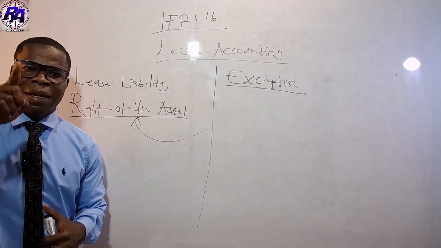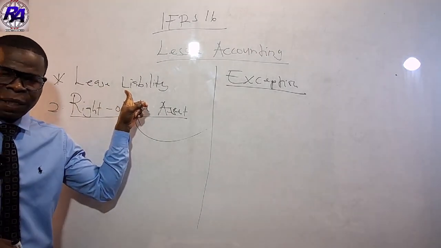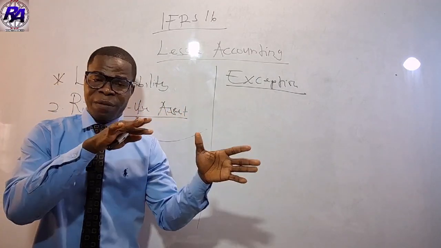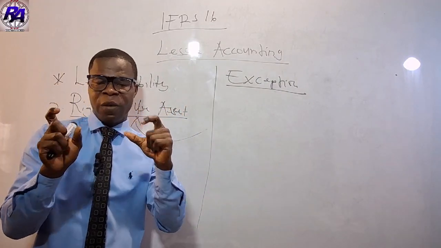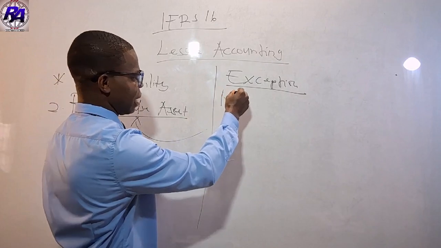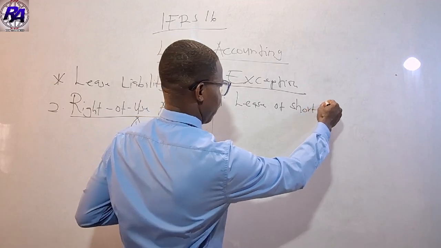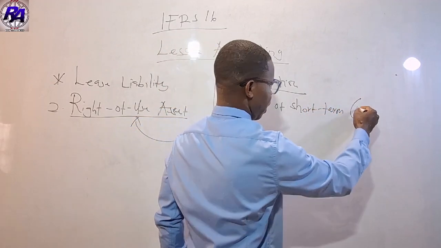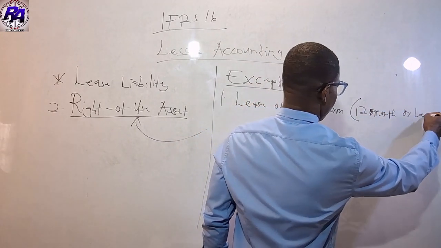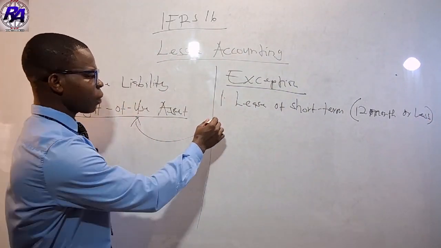The lessee is exempted from recognizing a lease liability and a right of use asset when there are two things, and they are not mutually exclusive, any one of them happening in the lease contract. That is if the lease is of a short term. This short term you are looking at is 12 months or less.